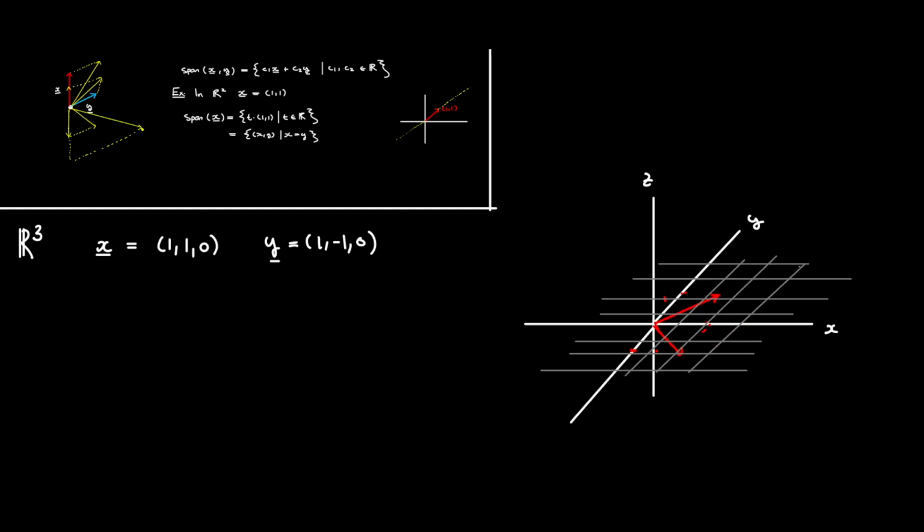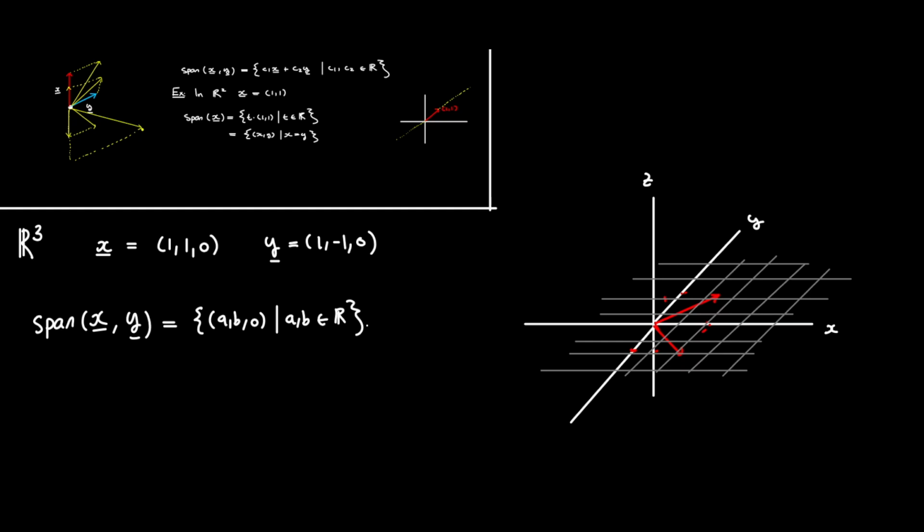So how could we prove that? Well, we have a specific claim. The claim is that if I take the span of x and y, what am I going to get? The claim is that this is going to be equal to just the xy plane. So it's going to be equal to all, let's say, (a, b, 0), where a and b are real numbers.